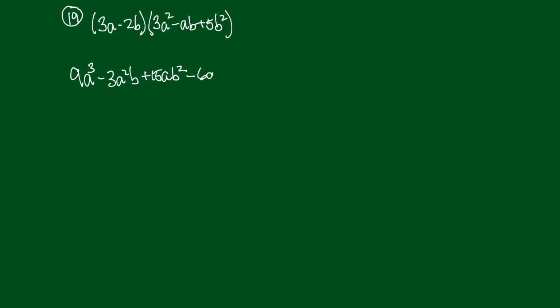So minus 6a squared b, and then negative 2b times negative ab. Negative negative is positive, so we'll get a positive, and then what? Negative 2, and then b and an ab. So b times b is b squared. So we'll get a 2ab squared. And then finally, negative 2b times positive 5b squared. Negative 2 times positive 5 is a minus 10. b times b squared is b cubed.